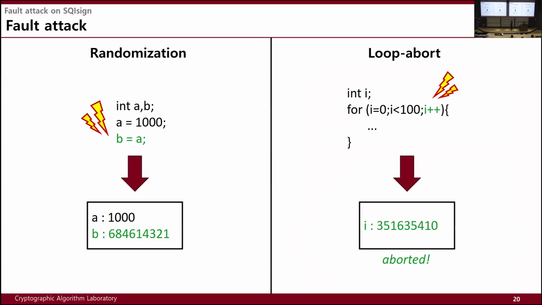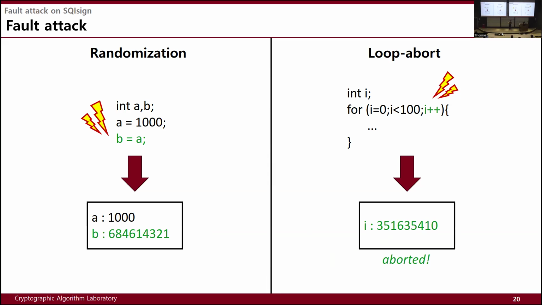So we will use two types of fault attack. One is randomization and the other is loopabort. Randomization is what it sounds like. It is an attack where the attacker injects a fault at the moment of processing input or the copying situation, making the variable a random number.